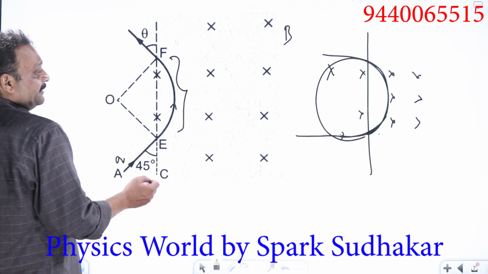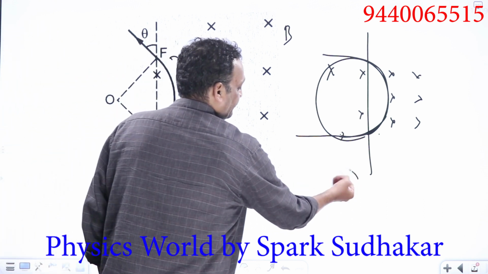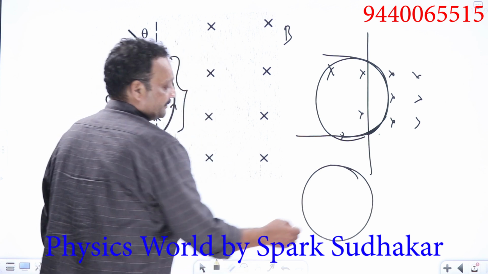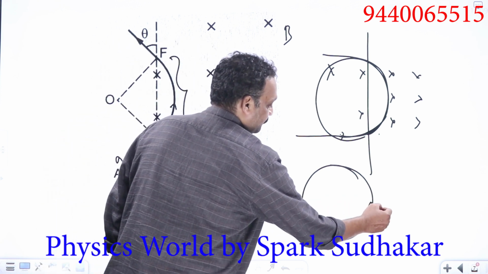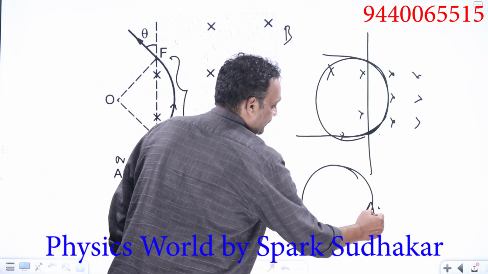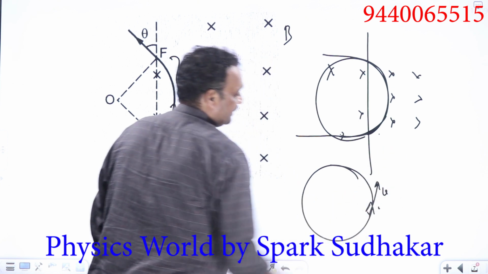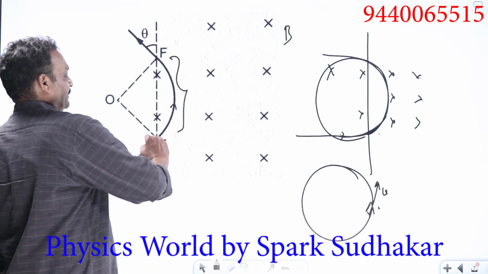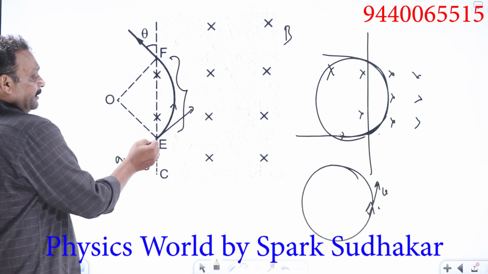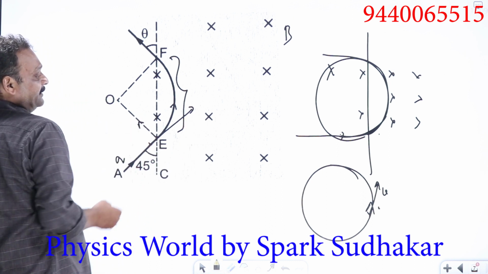Why are we getting circular motion here? Because the magnetic force will always be perpendicular to the velocity direction. Velocity here is pointing like this, so the magnetic force will be pointing in this direction.